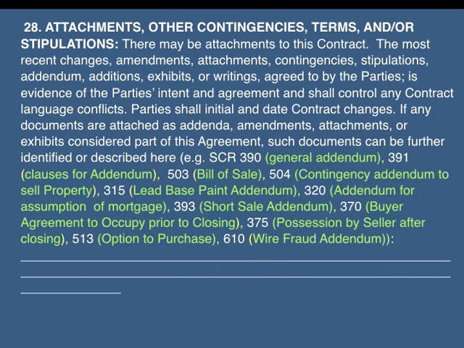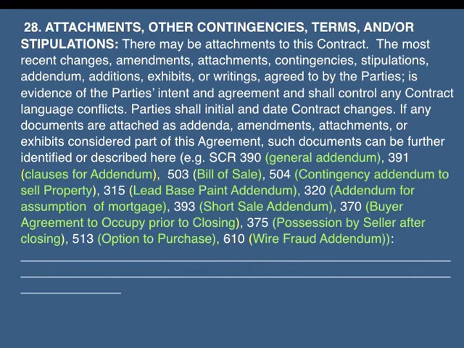If any documents are attached as addenda, amendments, attachments, or exhibits considered part of this agreement, such documents can be further identified or described here. And this is where you have lines to write down things that are attached to the contract. I have put in green on here the words for the numbers. The actual contract only has the numbers, like SCR 390. I just was helping you out here by putting what they were, like the general addendum for 390. I don't know about y'all, but it's really hard for me to keep up with all the numbers. Like, what is a SCR 320? What is a 393? I have to look them up, pretty much all of them. So I'm just putting the names here.